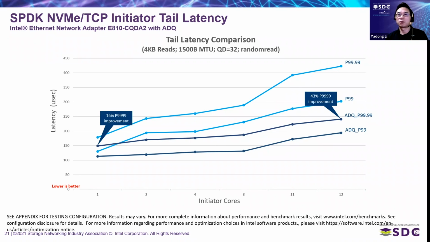So at the 1 core data point here, if I look at 4 nines tail latency with ADQ enabled, right, it shows 16% tail latency reduction, which is also a big number. And with more cores, more IOPS, the improvement from ADQ is more obvious. So in this case, on the 12 cores test, with 4 nines tail latency, ADQ can reduce tail latency by 43%. So again, it's a very impressive improvement with ADQ enabled. And this data is from the Intel Ethernet network adapter E810 series.